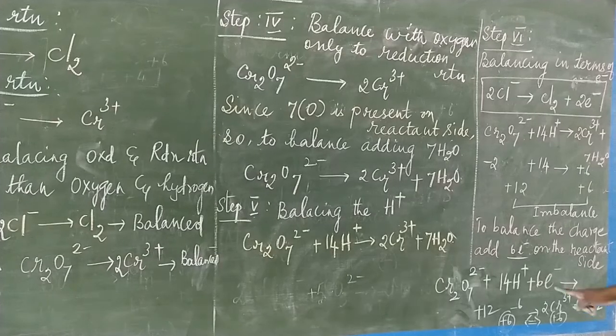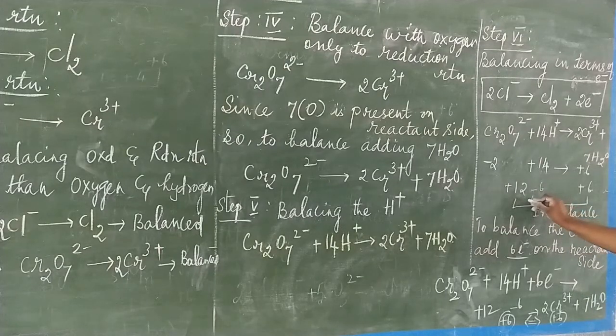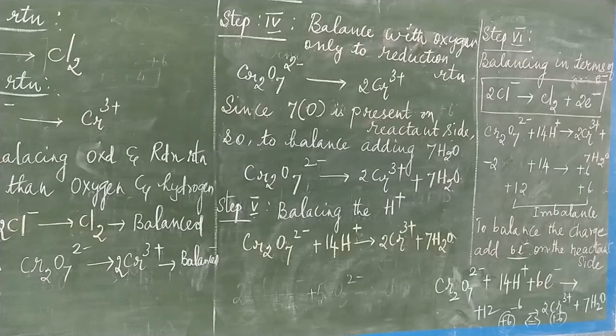Correct? Here there is 12, there 6. I need to reduce this 12 charge, so I added 6 electrons, which automatically gives -6. So 12 minus 6 becomes +6, and the product side is already +6. So the charge on the reactant side and the product side is the same. That is balancing in terms of electrons, which I have done now.